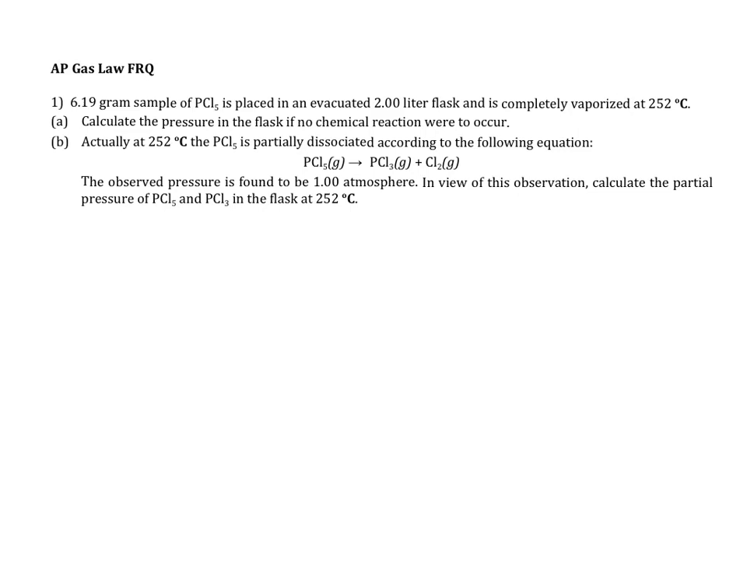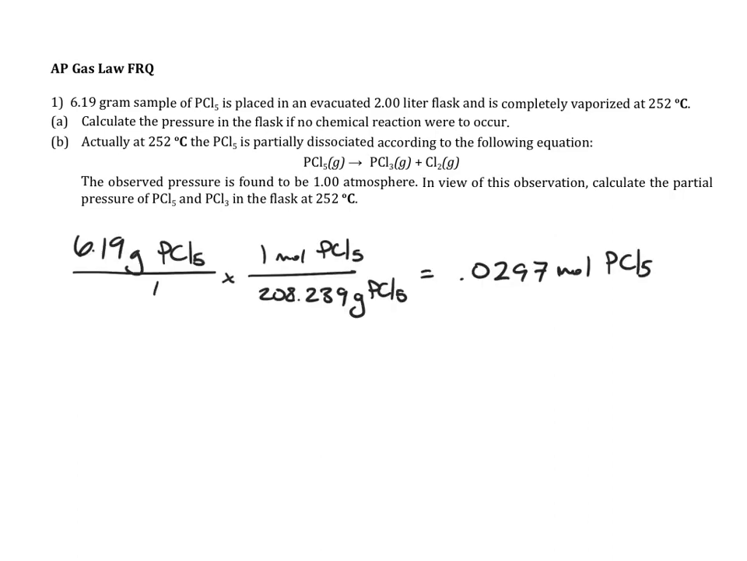Hey everybody, I'm going to take you through the answers to the Gas Law FRQ for Unit 6. Here's the first one. Part A is just a standard ideal gas law problem, except instead of having moles, you have grams of PCl5, so all we need to do is convert from grams to moles, insert it into PV = nRT, and solve for P. If I take 6.19 grams of PCl5 and divide by its molar mass, I get 0.0297 moles of PCl5. Now I have everything I need to solve for pressure in the ideal gas law.